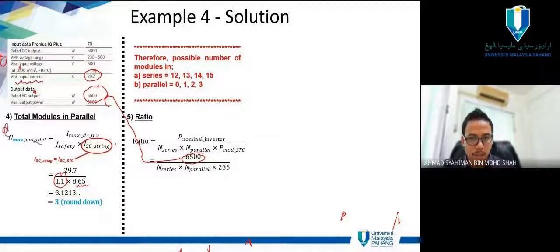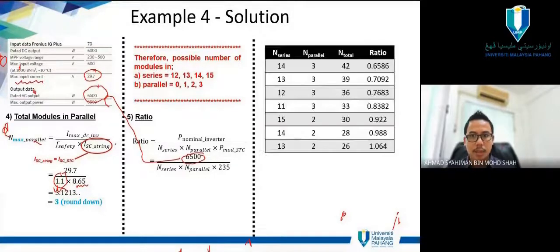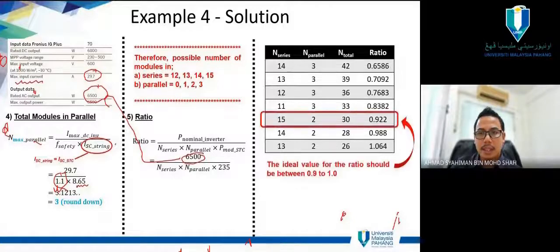Okay. Ini contoh table saya buat. Okay, saya buat satu table. So 14, 13, 12, 11, 15, 14 dan 13 contohnya. So kita nak cari the best configuration ni. Maksudnya kita panggil sebagai the best configuration. The given module 35 for example. And then 30. Okay.